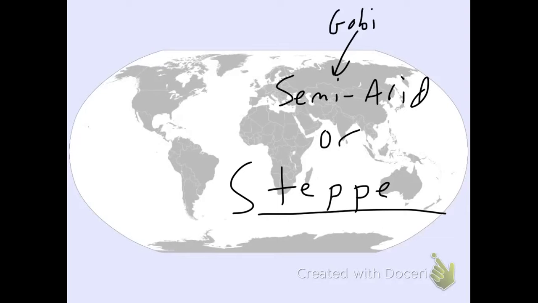And when I visited the Gobi, it wasn't what I was expecting at all. There was a lot of low grasses, as you probably will see a picture of in lecture.